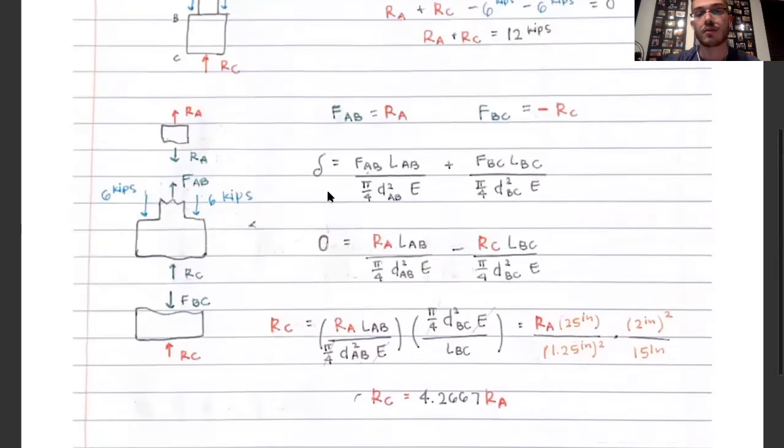Continuing on, from the notes, we also received the equation that deformation is equal to the force of AB times the length of AB over the cross-section area. In this case, it'll be pi over 4 times the diameter squared of AB times the E constant, plus the force of BC times the length of BC over pi over 4 times D squared, or the diameter squared of portion BC, times the E constant.